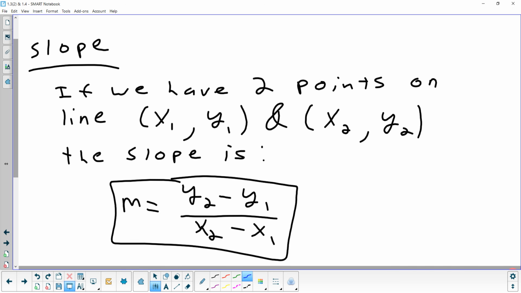And the way you calculate rise is you subtract the y's. Find the rise, subtract the y's. So rise is vertical distance. Run is horizontal distance.